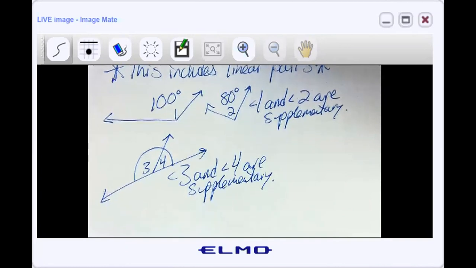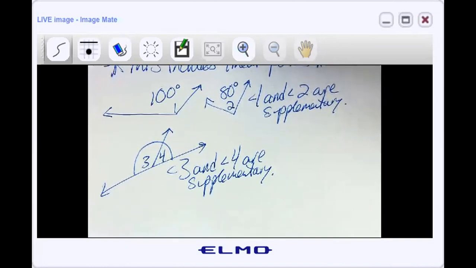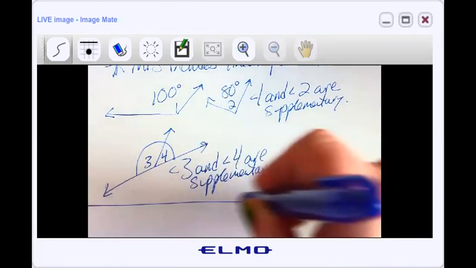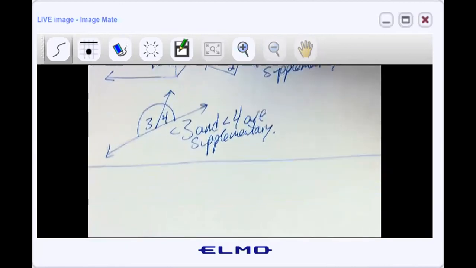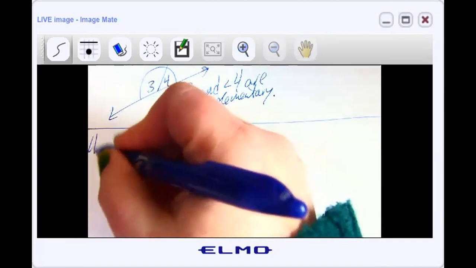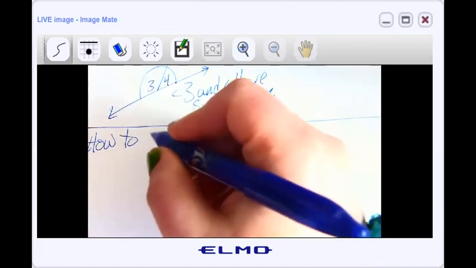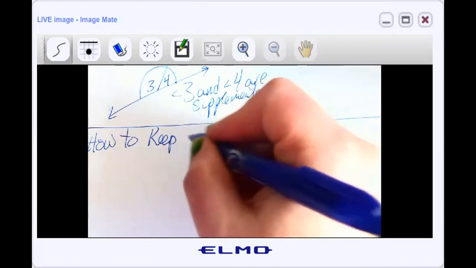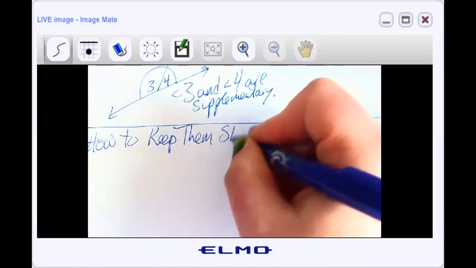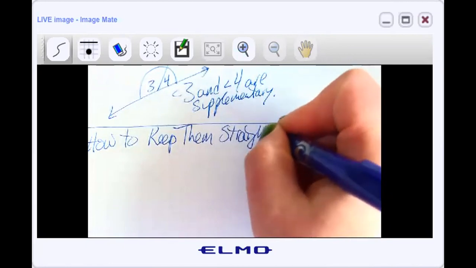Okay, now I told you I'd give you a little trick to remember which one's which, because honestly, that is the most common mistake, that kids will mix up that complementary is 90 and supplementary is 180. So you need a way to remember which one goes with which, okay? I have two little ways, but whatever works for you is fine. So how to keep them straight. So here's what I do. Get it? Linear pair, straight, aha.